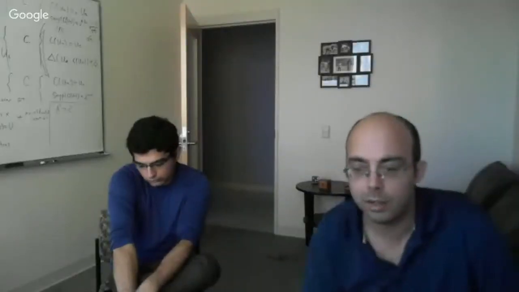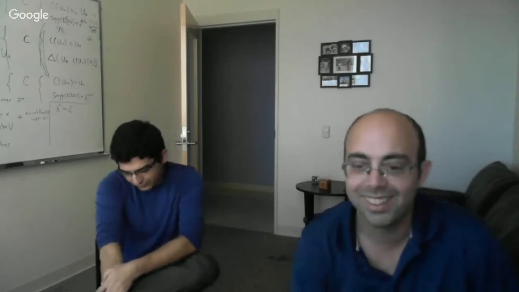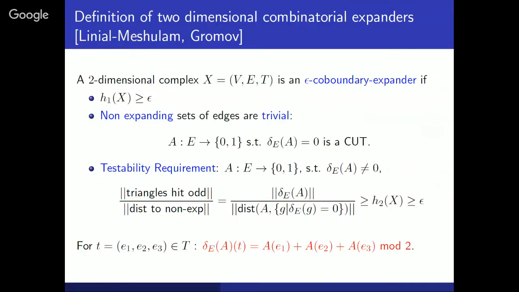Tali, yeah. Question. Why does it make sense to look at things modulo 2 and not something else? Okay, so you can make the definition over any field. What Gromov showed, it was important for him to do it modulo 2 to get the relation to the topological overlapping. But you could do it any way you wanted. But Gromov showed that if you do it modulo 2, then it implies this topological overlapping. So this is why people do it.